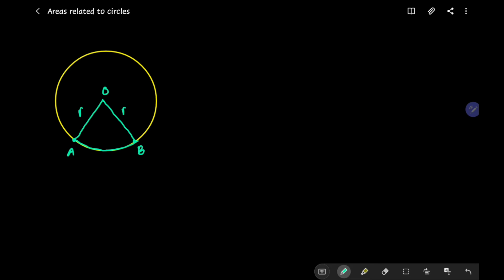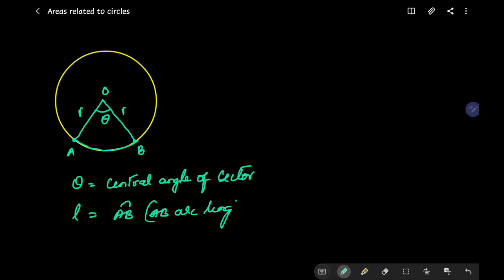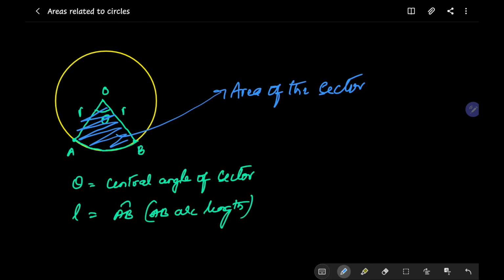A sector is basically a part of a circle described by two radii and a piece of arc, as shown in the figure. The angle that the two radii make is called the central angle theta of the sector. The piece of arc AB is the arc length of the sector, and the area of the sector is shown in the blue color. The area which is not shaded can also be taken as a sector, but it is the major sector of the circle.